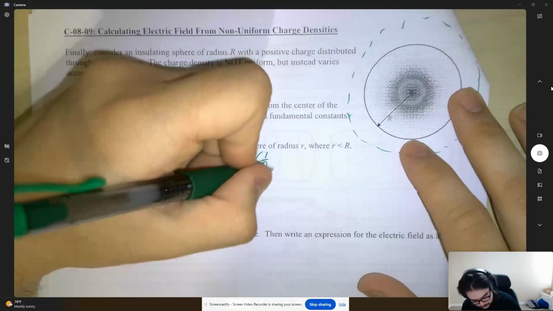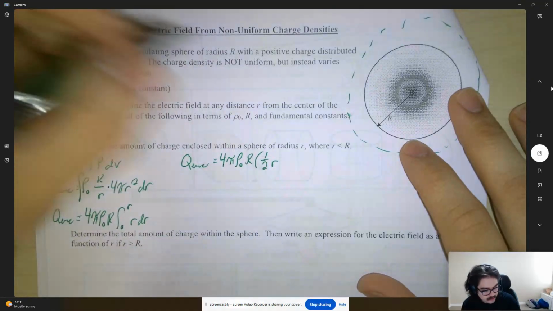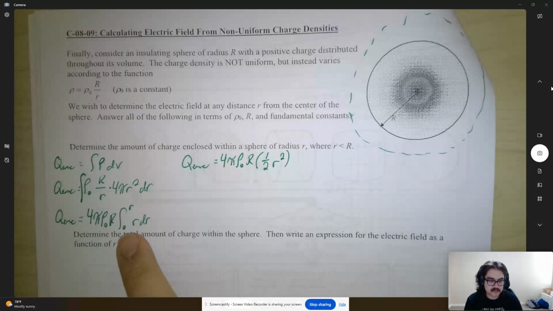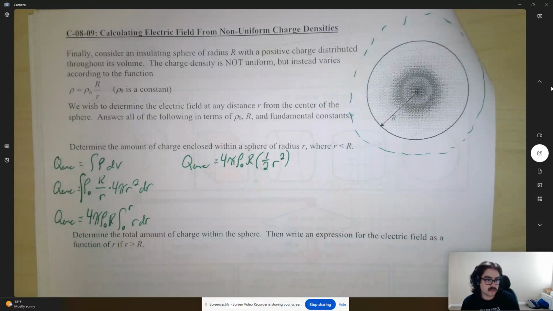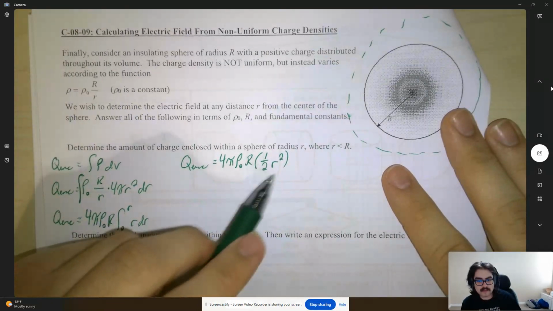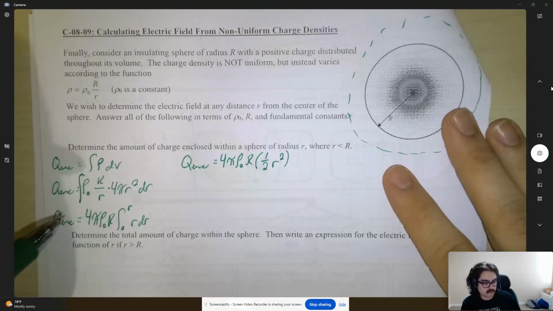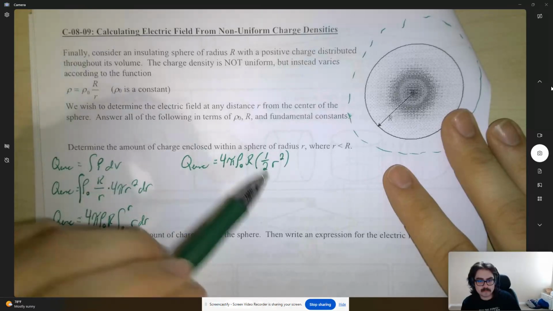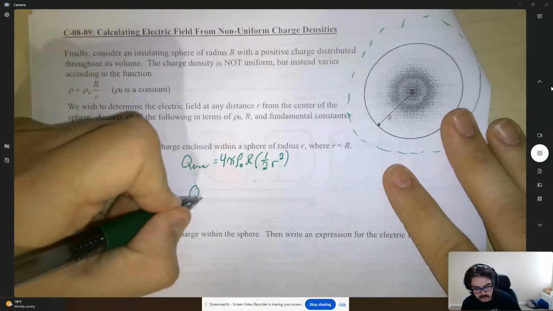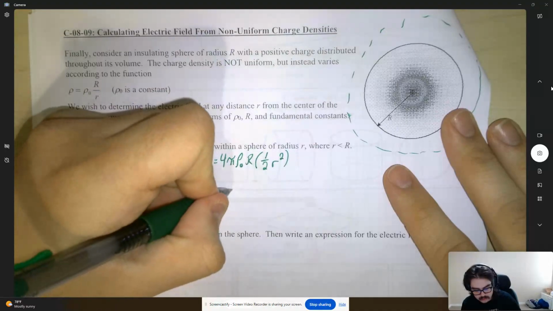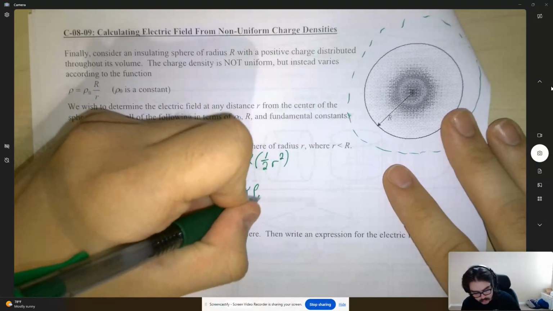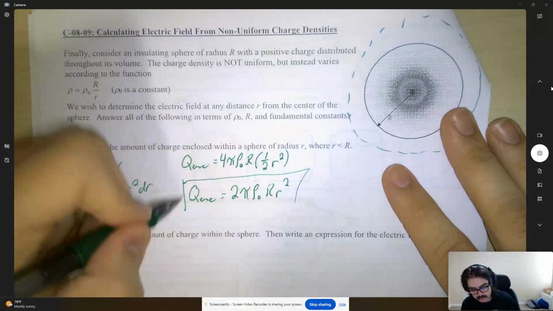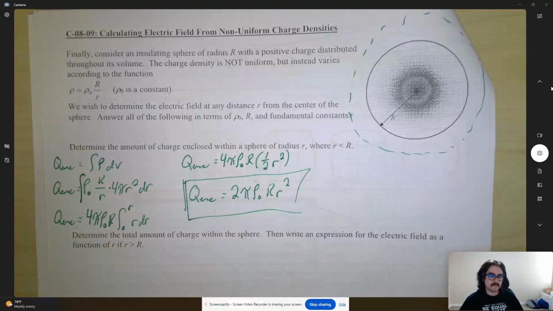This ends up giving me Q enclosed is equal to 4 pi rho naught capital R times 1/2 r squared. And the zero bound, when I plug that in, is just going to turn this into 0. So that's all I have to do for the integral right there. Then I can simplify this a little bit more. I can turn this into Q enclosed is equal to 2 pi rho naught times capital R times little r squared, and that is actually just going to be my enclosed charge. I don't have to go any further than that.